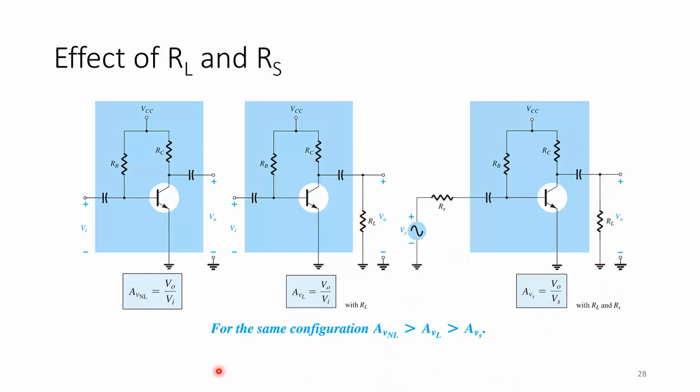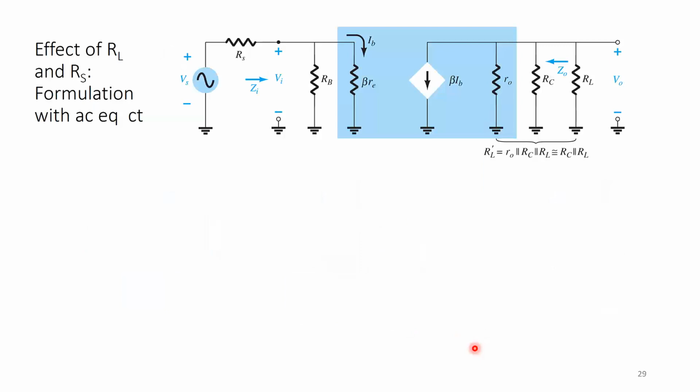And for the same configuration, we will find that the gain for the no load is going to be the greatest, but once you connect it to a load, there will be a reduction in gain, and when you connect it to an actual hardware source, the gain will be lowered further. So let's see why that happens. Again with an AC equivalent circuit, before this we did not have RL and we did not have RS. So what's going to happen if we have RL and RS?